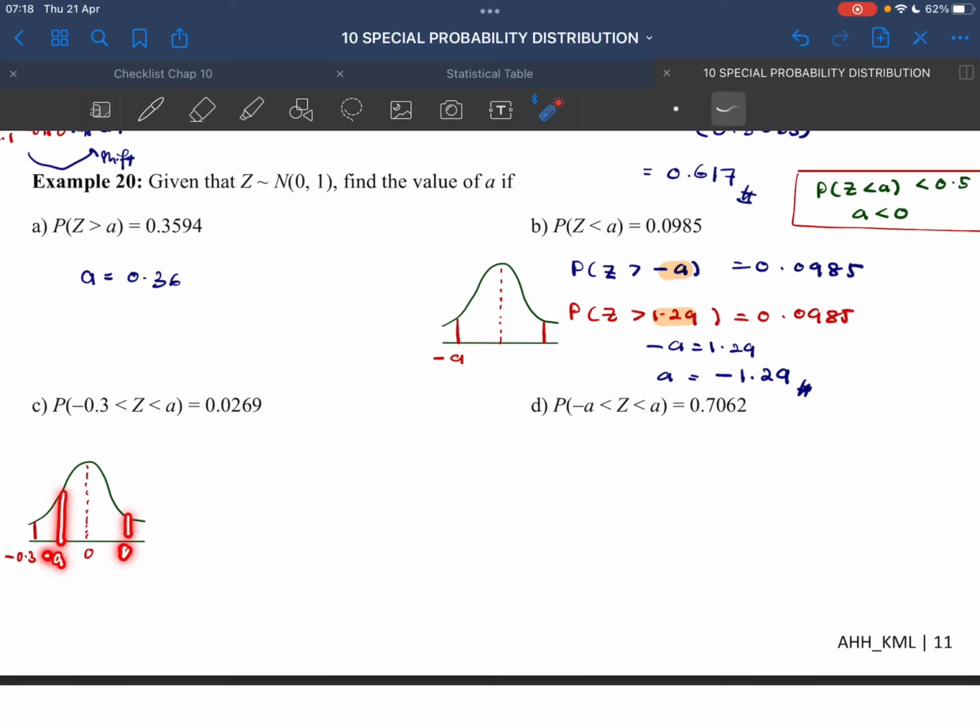Okay, so what we are going to do is we are going to see the value of the probability. If your A is here, this is supposed to be greater than 0.5, but the probability that you have here is less than 0.5. So we know that the value of A is less than 0, which is negative. So here we have Z is between negative 0.3 and A given in the question. So we know that we can shift this to the right hand side.